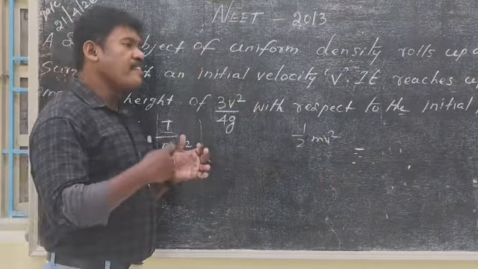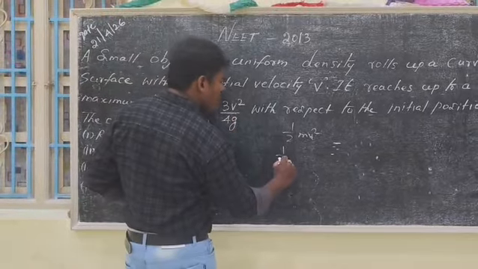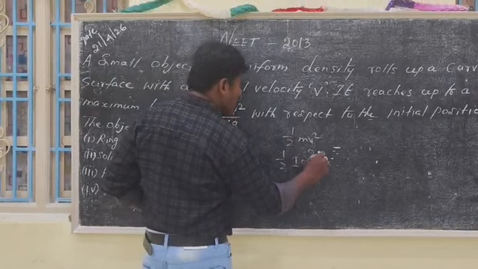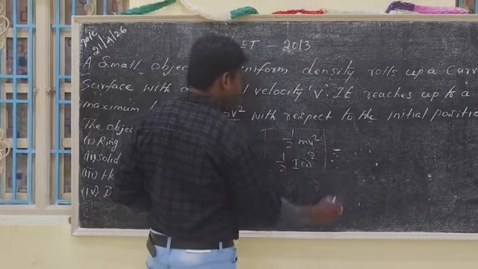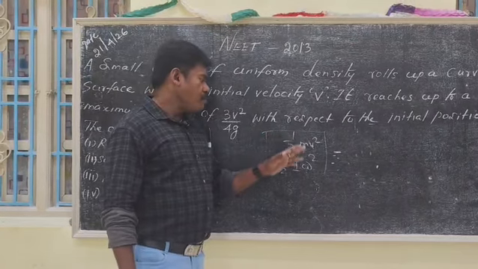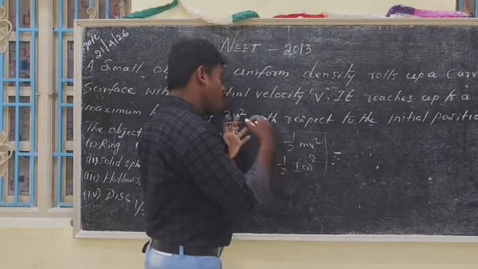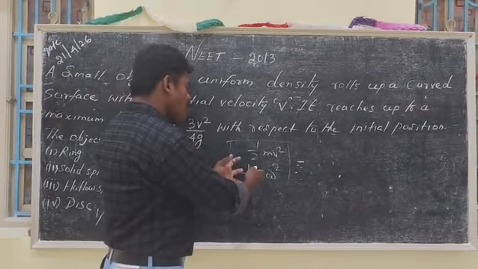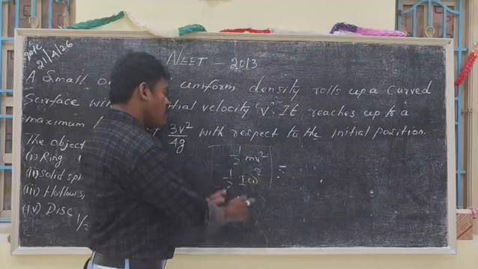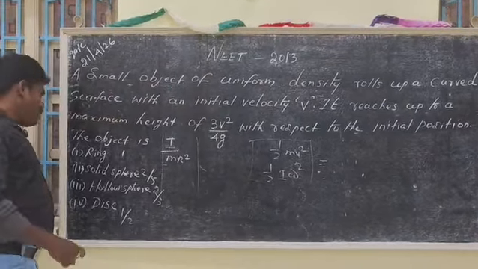At the same time, it has rolling. For rolling, the kinetic energy is 1 by 2 I omega square. These are the two most important formulas. If it is linear motion, the energy is 1 by 2 m v square. If it is rotational motion, we get 1 by 2 I omega square. Let me solve the question.